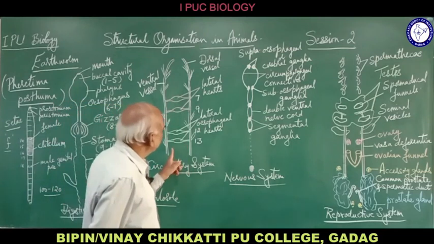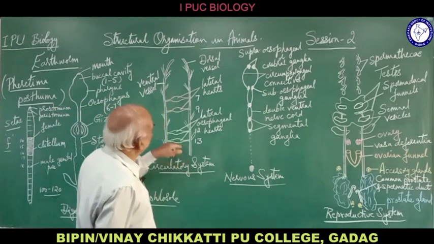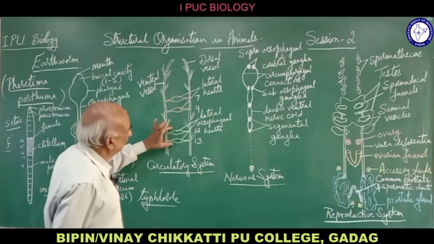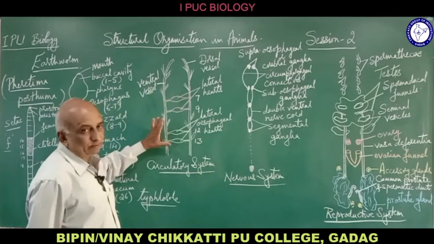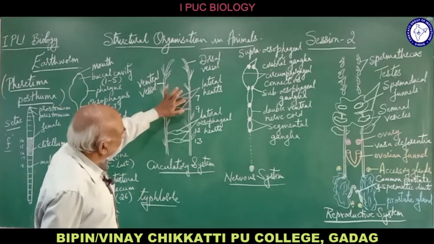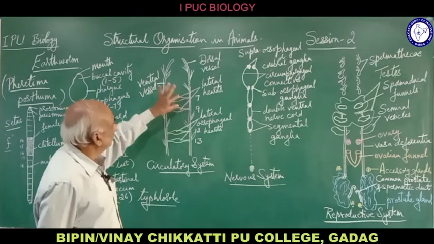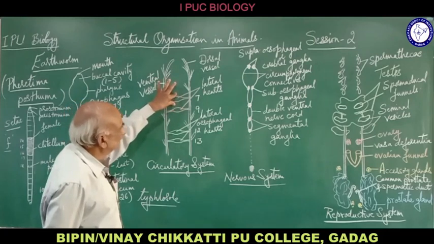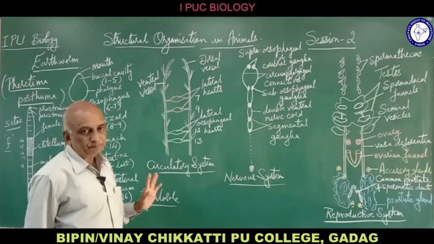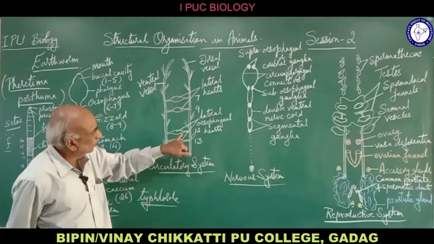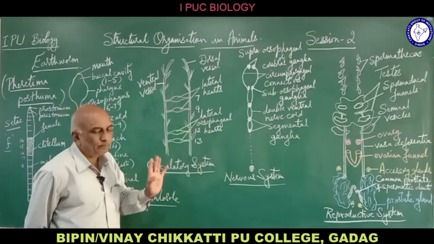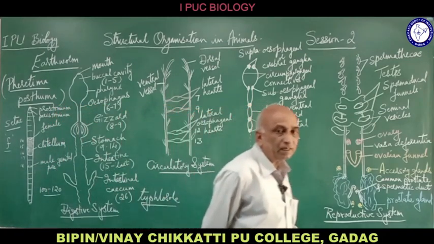And these two blood vessels are connected by a pair of lateral hearts, a pair of lateral esophageal hearts. These lateral hearts are present in the 7th and 9th segments. In the 7th segment there is one lateral heart. In the 9th segment there is one lateral heart. Similarly, in the 12th segment and in the 13th segment there is a pair of lateral esophageal hearts.